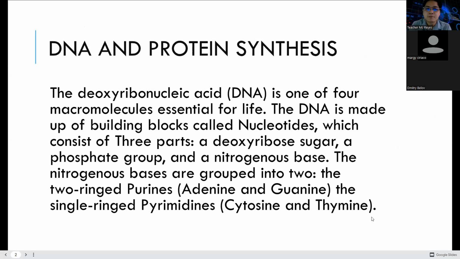It has three parts: a deoxyribose, which is a sugar, a phosphate group, and a nitrogenous base. They are actually grouped into two. The nitrogenous bases are grouped into two: the two-ring purines, which are adenine and guanine, A and G, and the single-ring pyrimidines, which are cytosine and thymine. Pyrimidines, they're actually the same.